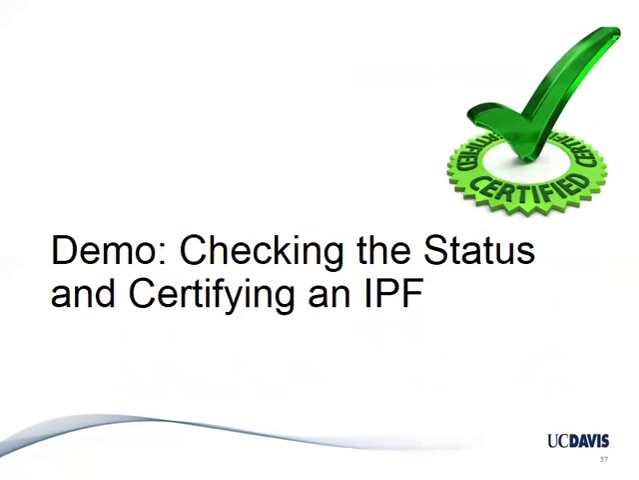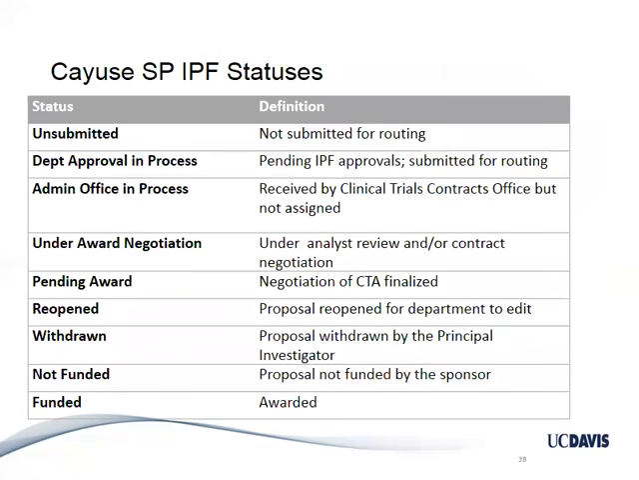All right. Okay, so these are the various statuses that you are going to be concerned with in this context. Unsubmitted is not submitted for routing. Think of that as a draft. That's when you can still edit it and work on it. Once you submit it for routing, it goes to department approval and process, and it's trying to get all of those IPF approvals. You cannot edit it. Then once those approvals are obtained, it goes to admin office and process. That means it's received by the clinical trials contracts office, but not yet assigned. Once they assign it, they're going to put it in under award negotiation. When the negotiation of the CTA has been finalized, they're going to make it pending award.